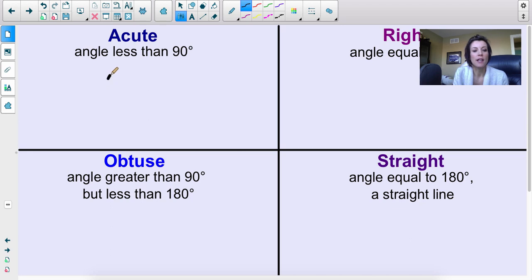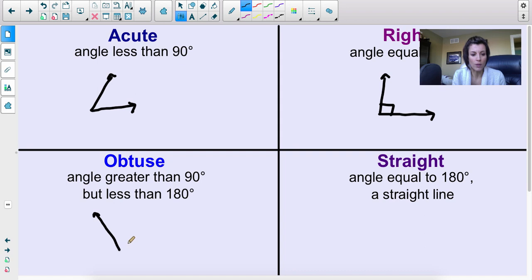An acute angle is an angle that's less than 90 degrees, so somewhere between 0 and 89 degrees. A small angle is an acute angle. A right angle is exactly 90 degrees. It's often denoted by a box in the corner of that right angle showing you 90 degrees. An obtuse angle is that big fat angle that is more than 90 degrees and less than 180, so 91 to 179 degrees. And then a straight angle is equal to 180 degrees, or a straight line.